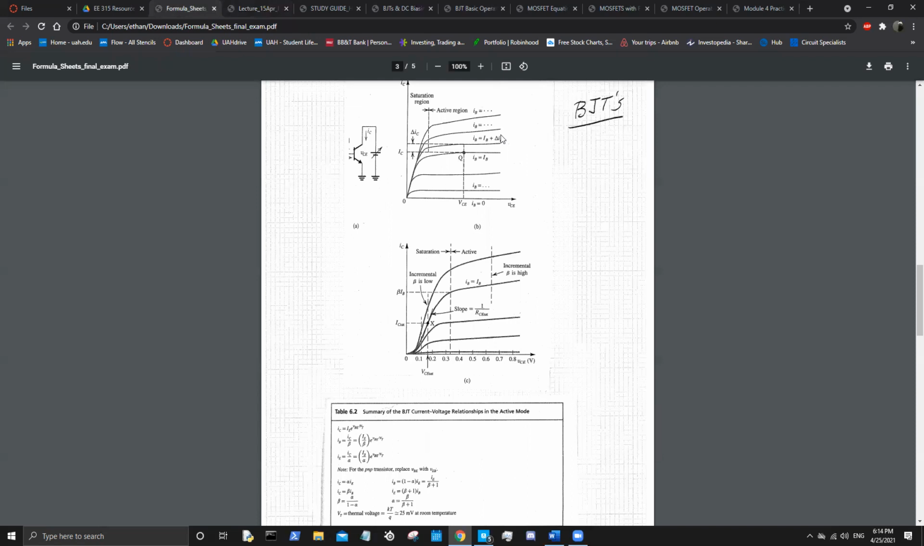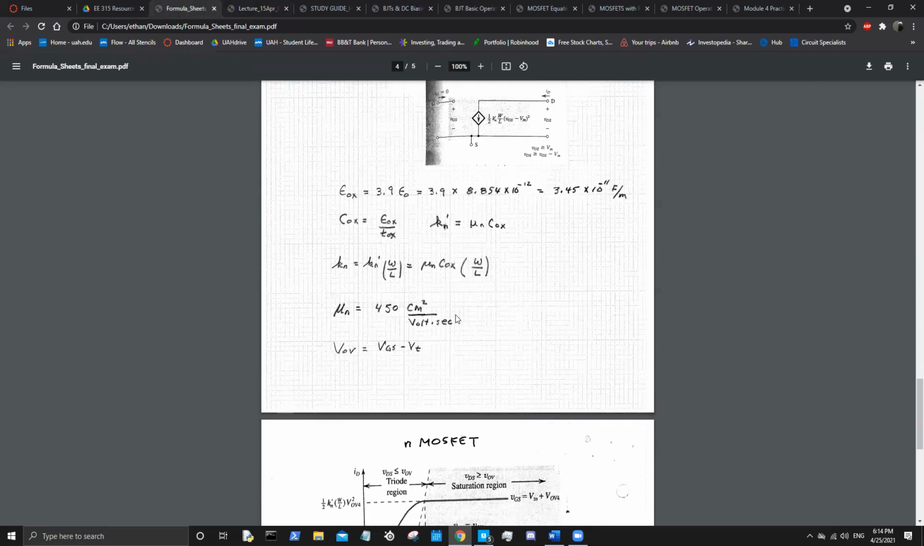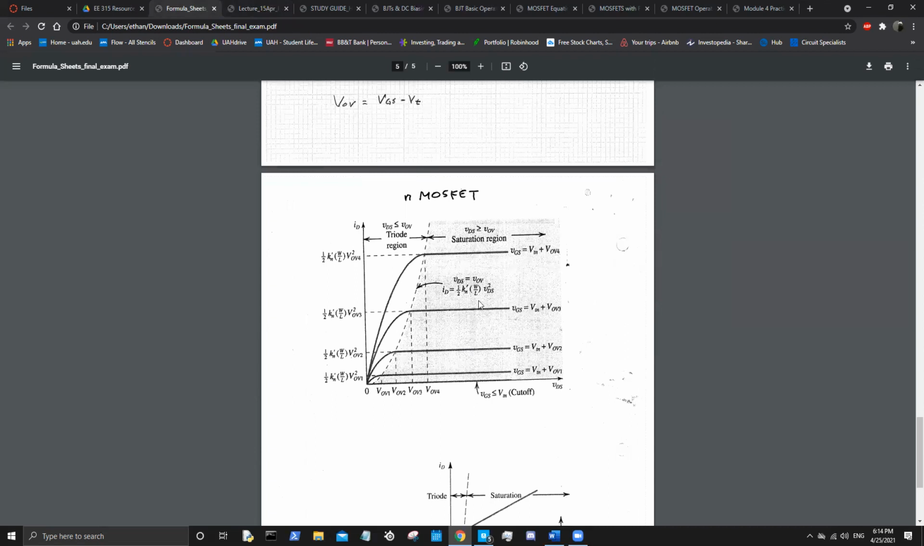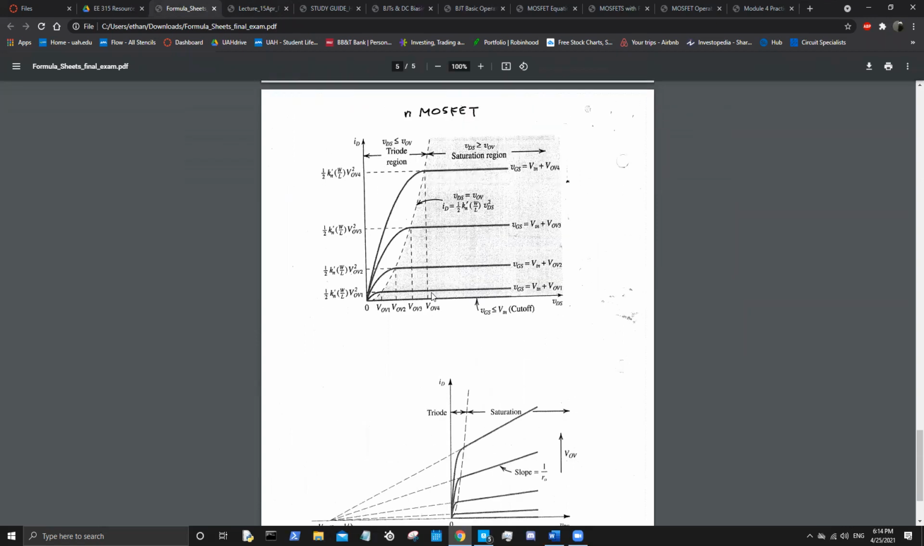I think it's on the formula sheet. It's not going to be in this formula sheet. Oh yeah, it is. Is this the one for the final exam? Oh no, it does. It's on the chart. The chart has the formulas right there. So that's for the triode region, and there's a relationship for saturation. Okay, I was wrong, I thought they didn't have it.